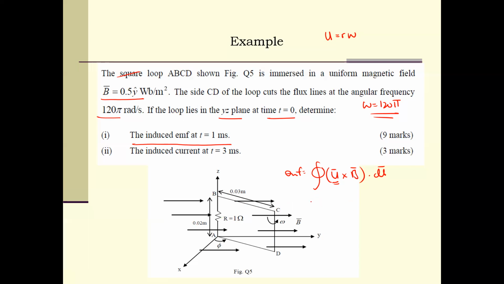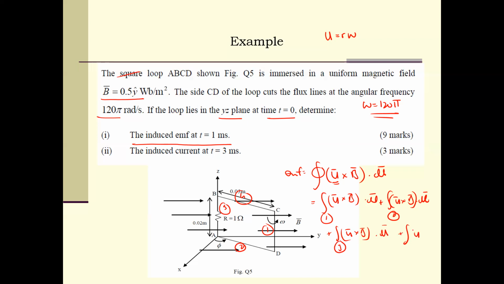So basically for U cross B dot DL, we have 4 sides: side number 1, side number 2, side number 3, and side number 4. So this can be written as U cross B dot DL for side number 1, plus U cross B dot DL for side number 2, plus U cross B dot DL for side number 3, and then U cross B dot DL for side number 4. Okay, so we have the U cross B dot DL for all of these 4 sides. So we are dealing with side number 1 first.